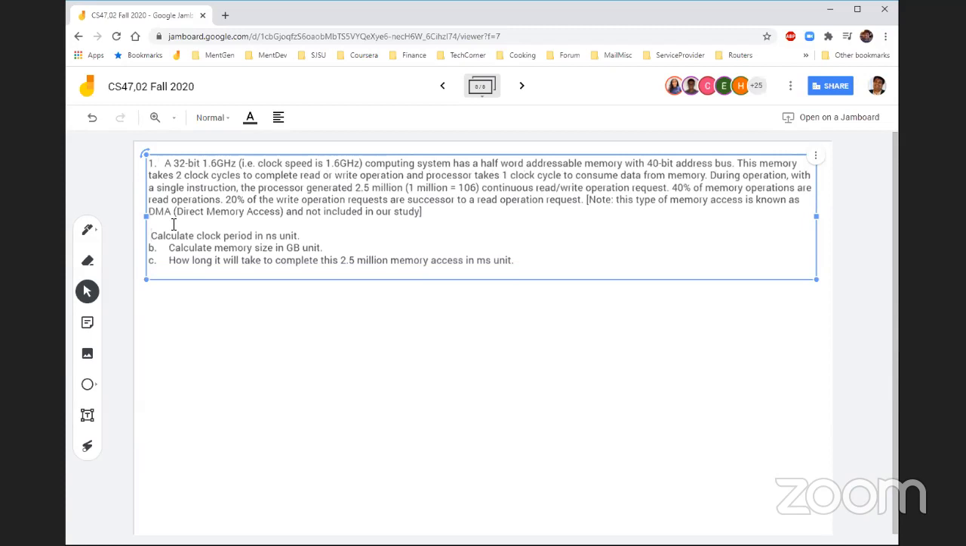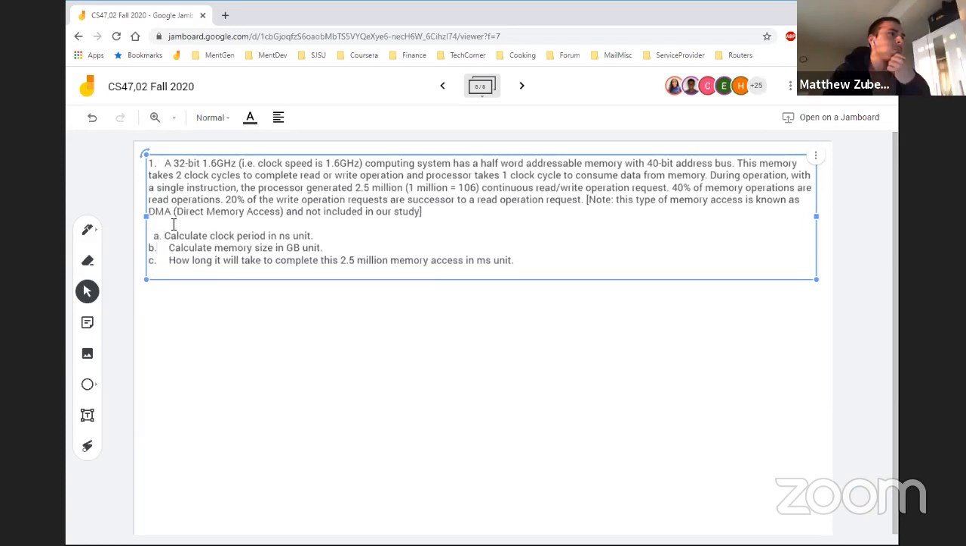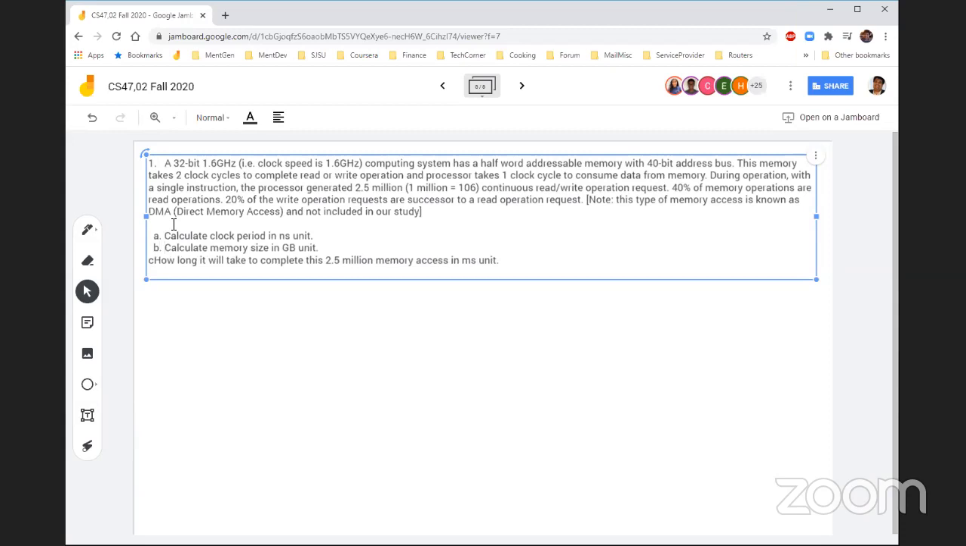So it has a couple of sub problems there. Let me read it out to you, and then you can go to the breakout session to discuss among yourselves. So we are talking about a 32-bit, 1.6 gigahertz processor, just like the previous problem we did. So you have this clock period calculated already.